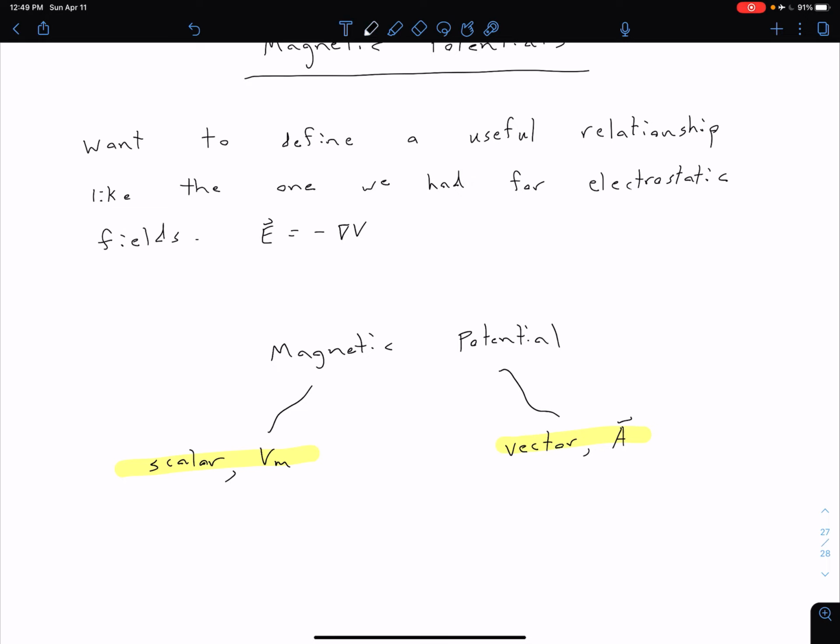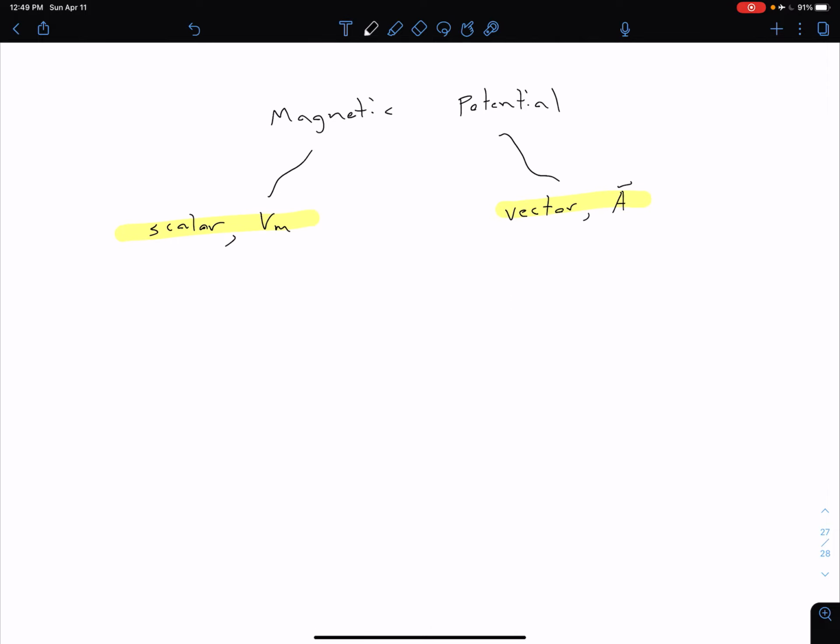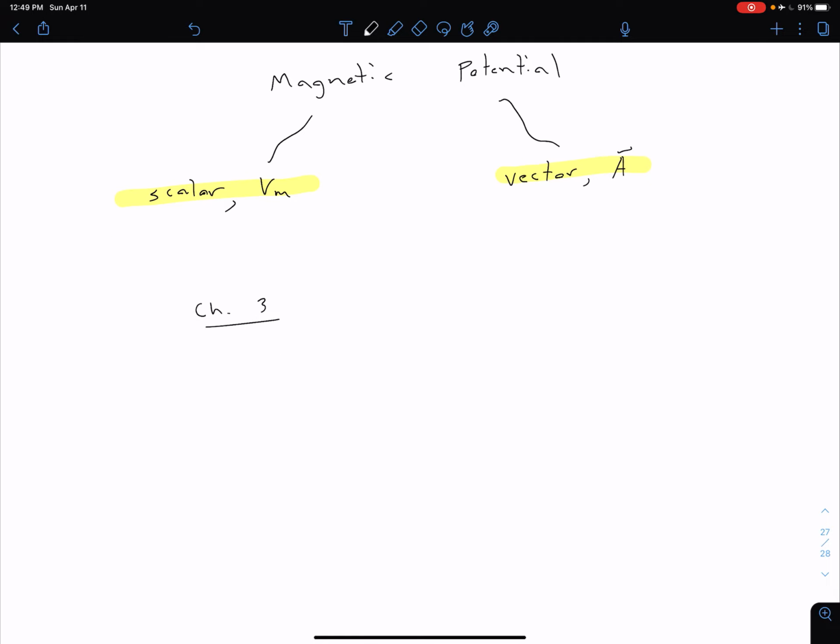So before we talk about the definitions of these two vectors in more detail, let's recall a couple important properties from our vector calculus. So this was chapter 3 in the textbook. So the first one is that the curl of the gradient of some scalar, and I'm going to call it V, is equal to 0. We also had that the divergence of the curl of some vector, let's call it A, is equal to 0. So let's keep these two relationships in mind as we're going through and defining our magnetic potential equations.